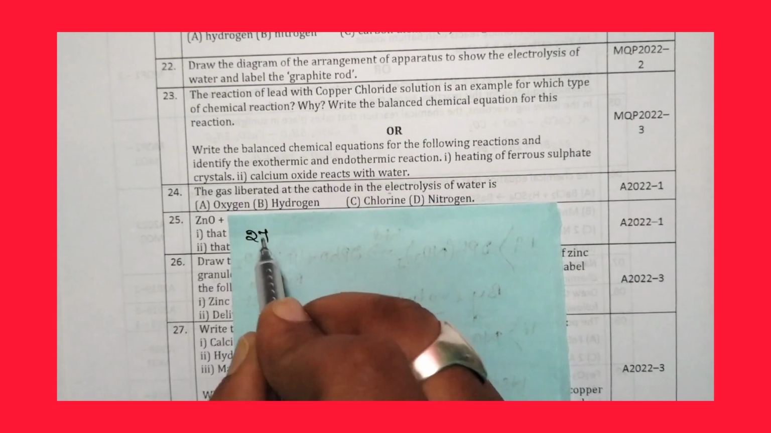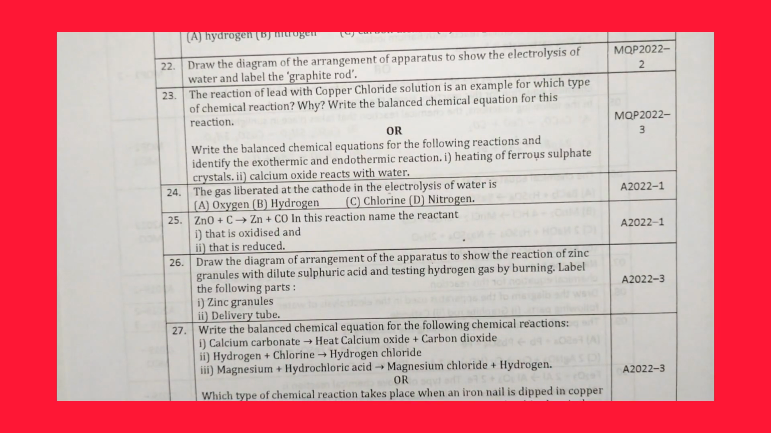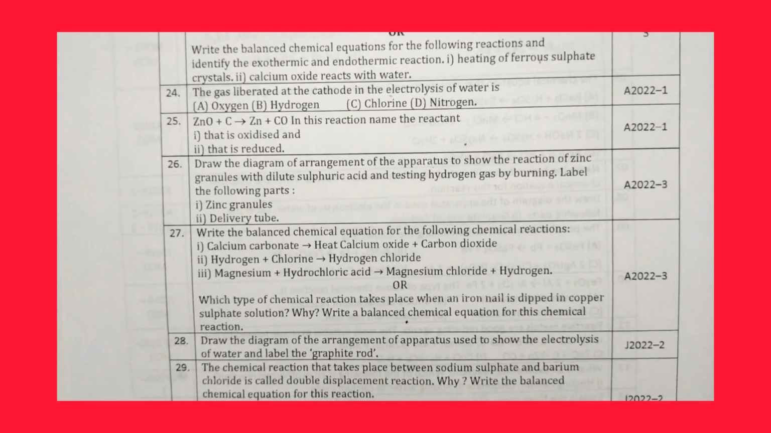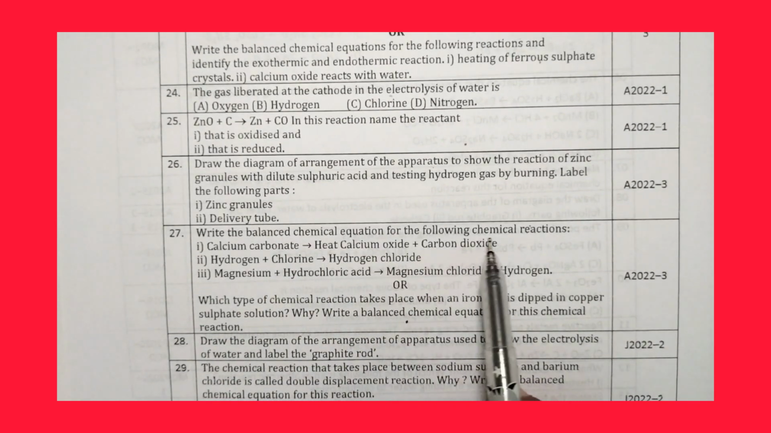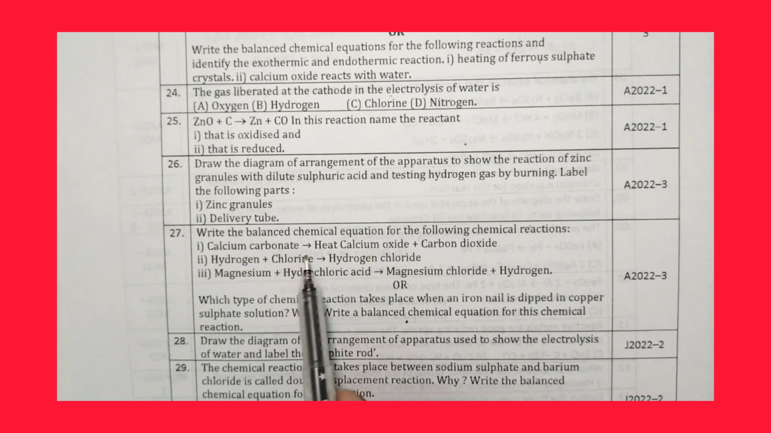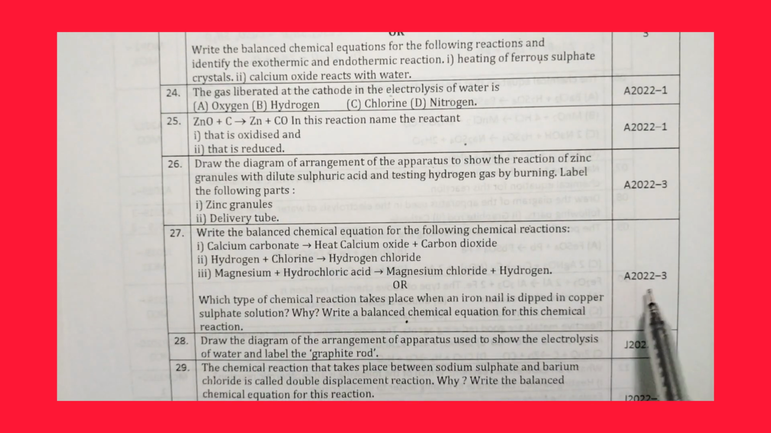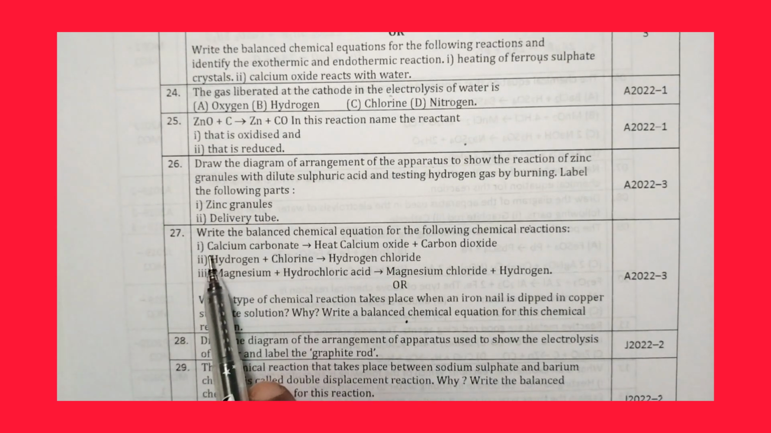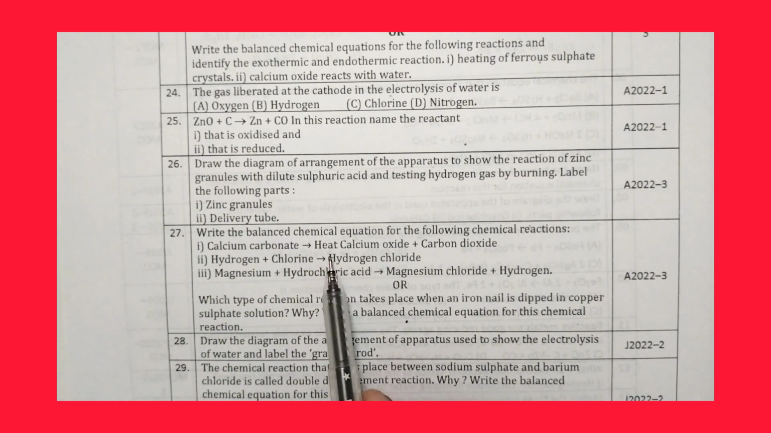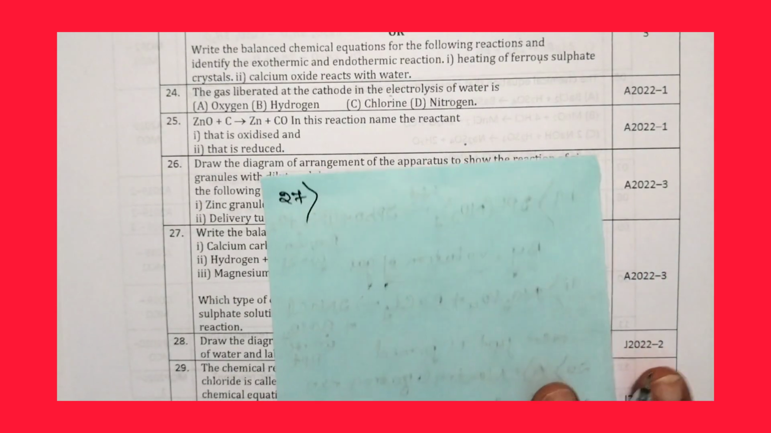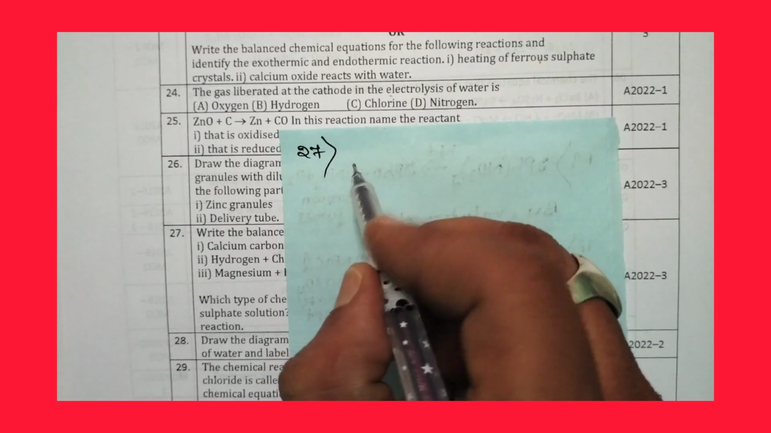So now let us move to the 27th question. What is the 27th question? Write the balanced chemical equation for the following chemical reactions. Calcium carbonate when it is heated. This was asked in 2022 for 3 marks. So 2 internal choice questions are there. Now let us answer one by one. The first one is calcium carbonate when it is heated, it forms calcium oxide and carbon dioxide. So now let us write the balanced chemical equation. That is calcium carbonate.